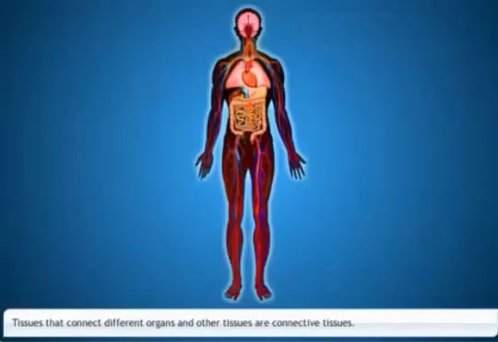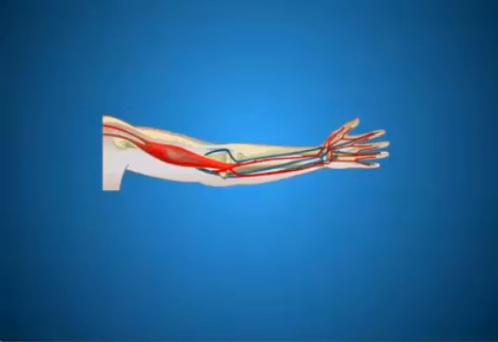This is a network of roads that connects different places to each other. Similarly, the animal body also has its own network of tissues that connects different organs and tissues. It is the connective tissue. Connective tissues are of different types depending on their shape and functions. Let's take a detailed look at each of them.